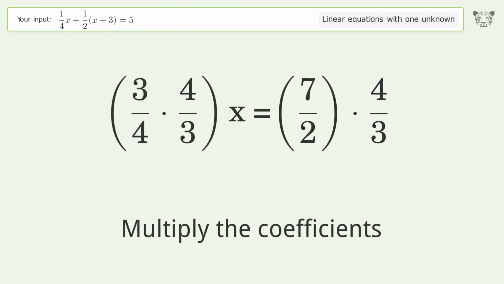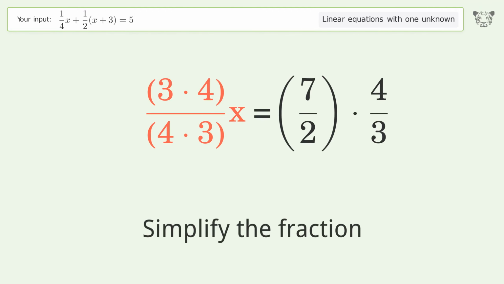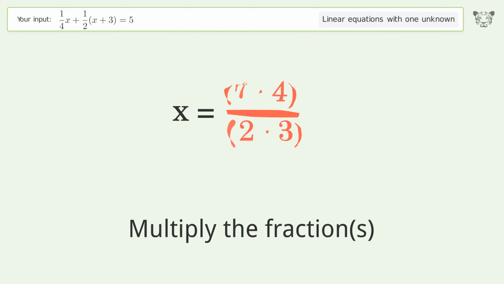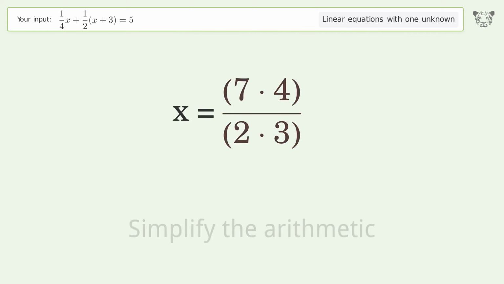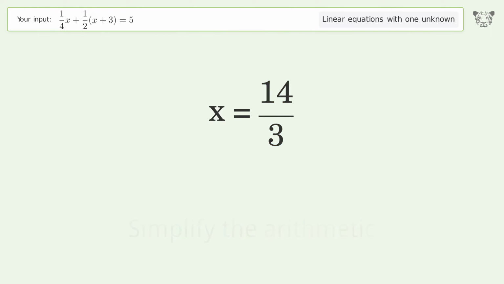Multiply the coefficients. Simplify the fraction. Multiply the fractions. Simplify the arithmetic. And so the final result is x equals 14/3.